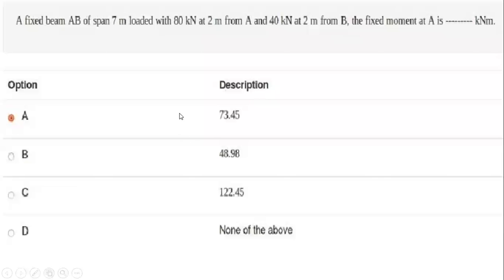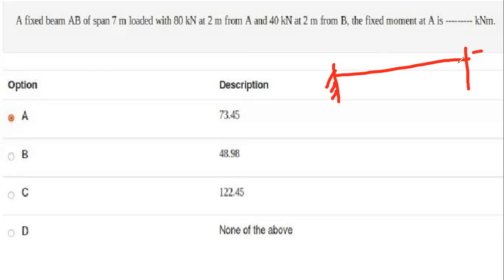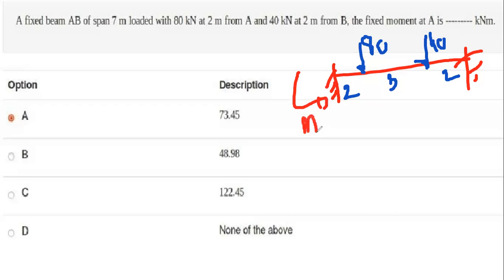Okay, next MCQ, fixed beam AB of span 7 meter loaded with 80 kilonewton at 2 meter from A and 40 kilonewton at 2 meter from B. Fixed end moment at A is. So this is the fixed beam given, and the loading is 80 kilonewton, 2 meter from A. Then this will be 40 kilonewton, 2 meter from B. Total span is 7, so ultimately this will be 3 meter. We have to find out fixed end moment at A.